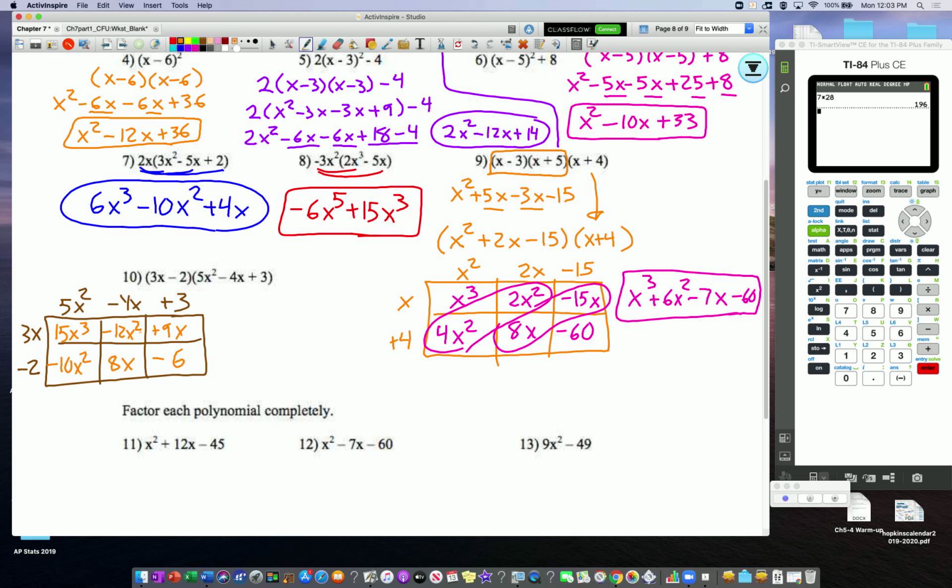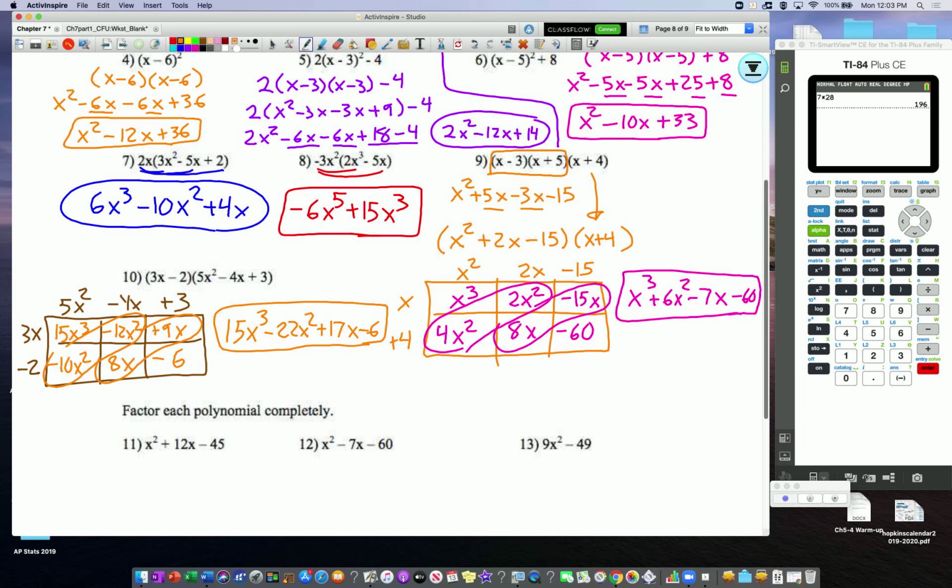Combine your like terms. Notice how it's always like those diagonals. 15x cubed, misspoke there, minus 22x squared, 17x, and a minus 6. Just like that, we've gotten the first 10 problems done in the review packet.